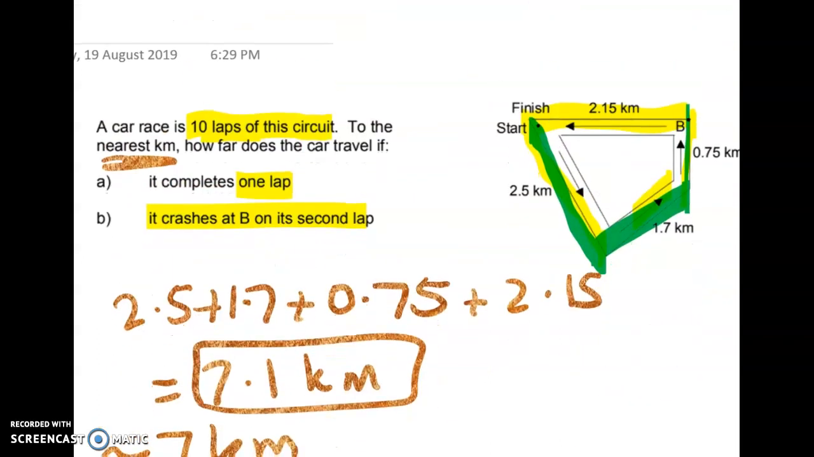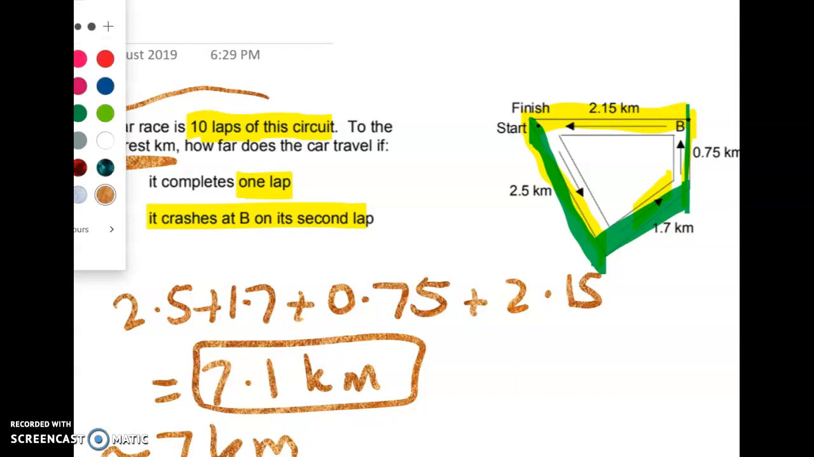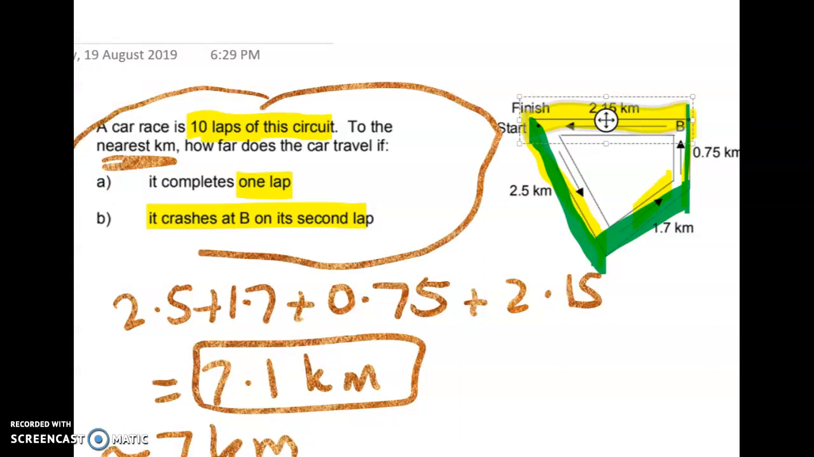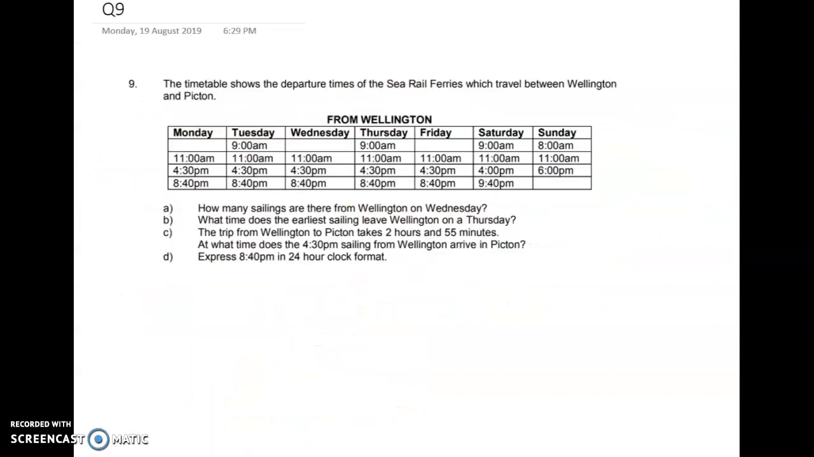So what we're getting you to do here, and this is just to make sure that you can read a diagram and link up the text over here with the diagram over here, and put those two together. Okay, on to question 9.